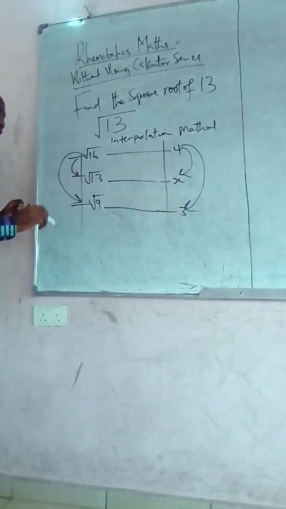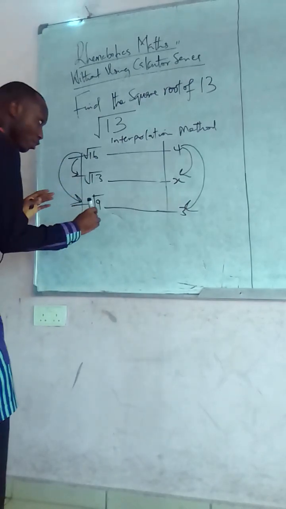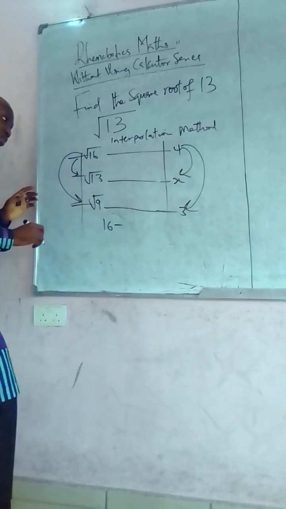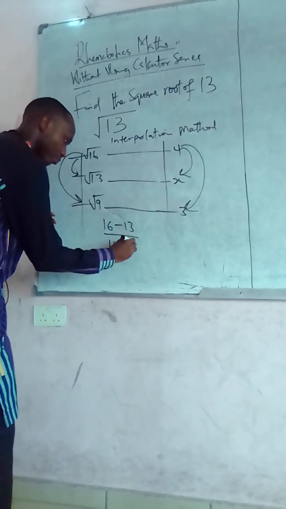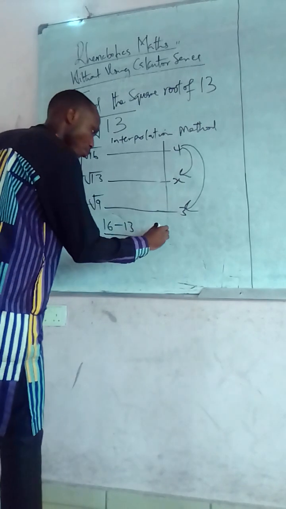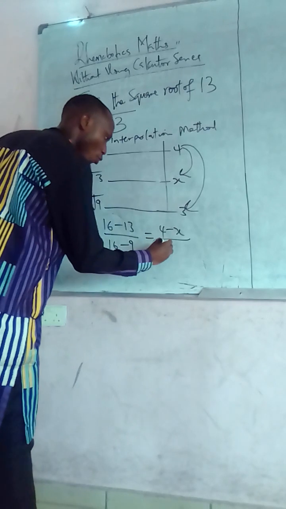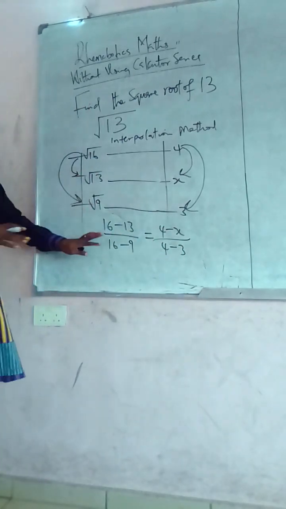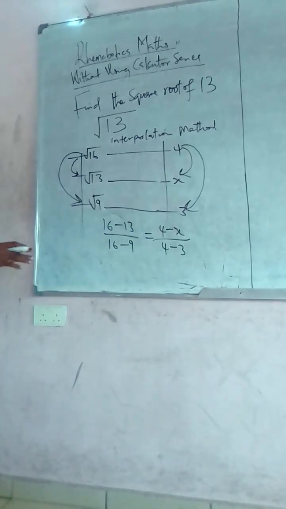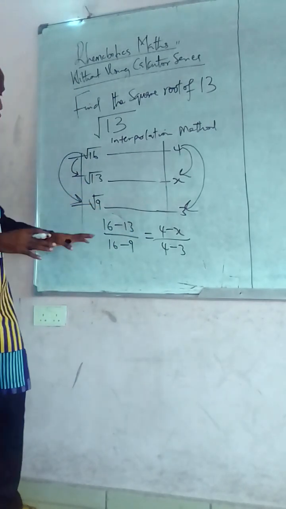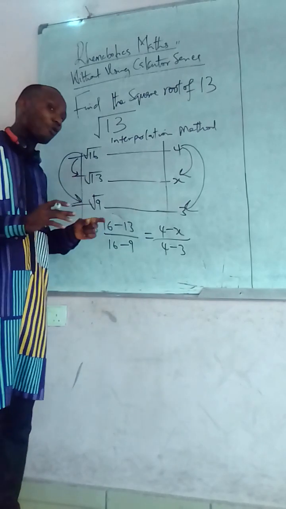So let's look at what the equation will look like. That will give us 16 minus 13 over 16 minus 9 equal to 4 minus x divided by 4 minus 3. So we have two fractions right now separated by an equality sign. This is what we call the interpolation method. The moment we can find our x, then we have found the square root of 13.